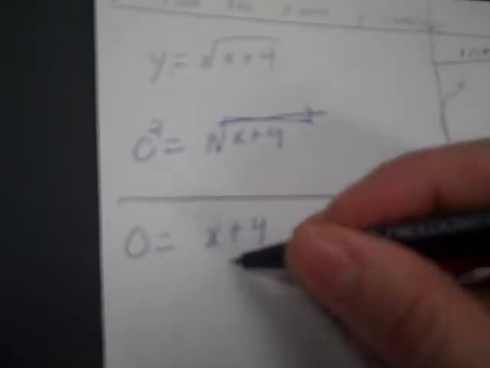Now, the x, again, you got to do a little bit of work. You replace your y with 0, and then you solve the square root. Get rid of the square root with a second power. And 0 to the second power is 0. And then I have the expression x plus 4. And I just subtract 4. And negative 4 equals x. So that's my x-intercept. Wasn't too hard.